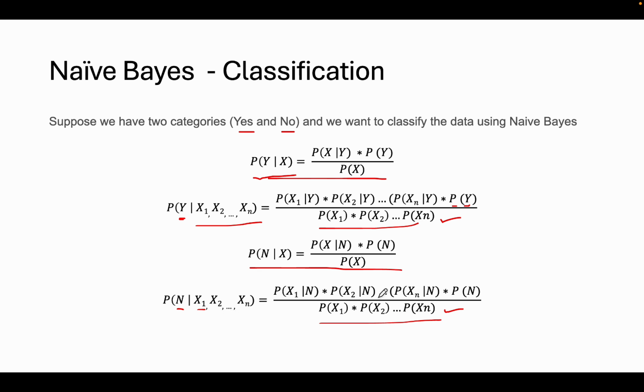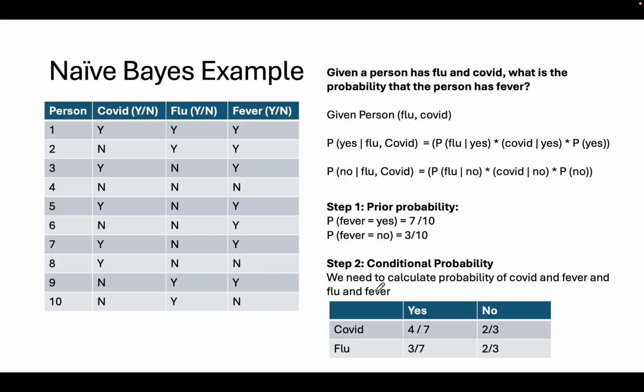So to better understand this, here is another example. This is basically a classification example where we have a person's information. We have 10 people, and then we have the information if the person has COVID or not, if the person has flu or not, and based on these two features, for example we can call this x1 and this x2, we have to calculate if the person has fever or not. This can be our y, right? So we have these two features and we have this.